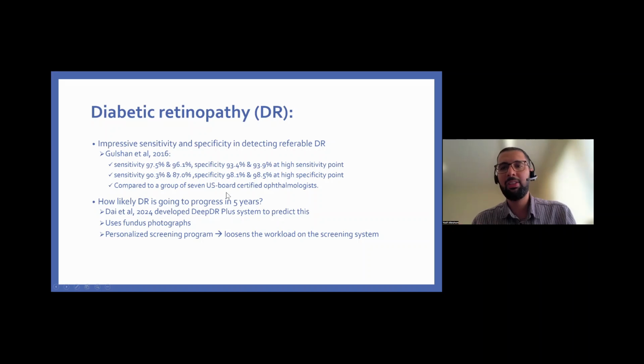And it's not just detection of the underlying diabetic retinopathy, but also it can predict progression of diabetic retinopathy over 5 years. So for example, a study by Dye in 2024 found that the DDR plus system can predict the progression of diabetic retinopathy in 5 years, which can help us basically plan individually for patients later on using just fundus photographs. This is very important because it can lessen the workload on the eye screening systems, because you can not just detect, but you can also predict how likely this disease is going to progress over 5 years, and thus you can plan ahead and put treatment plans for those patients.